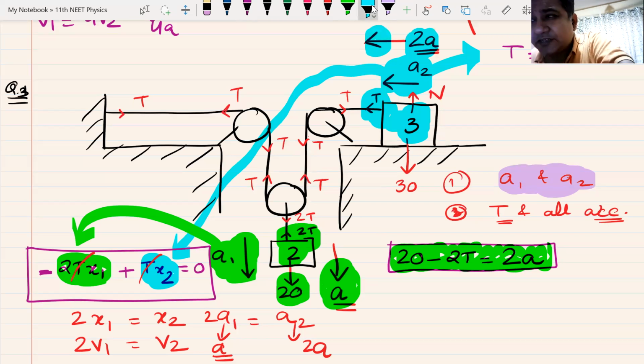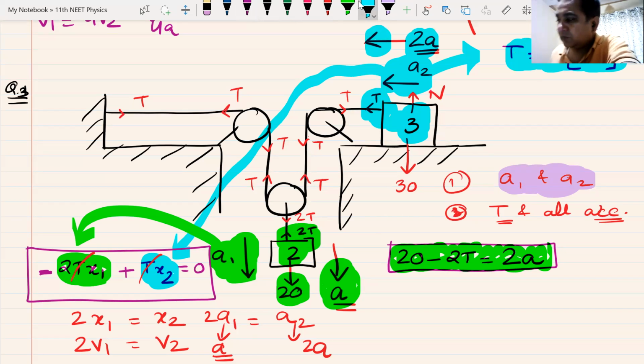We have found the constant relation. So 3 multiplied by 2a, that becomes the blue equation. Do we understand this? The blue equation. T is equal to ma. Do we understand the blue equation?